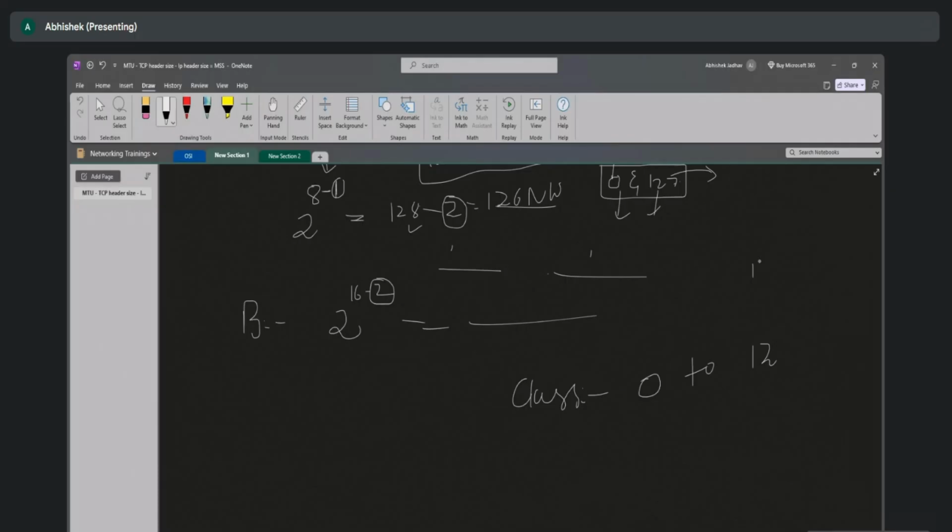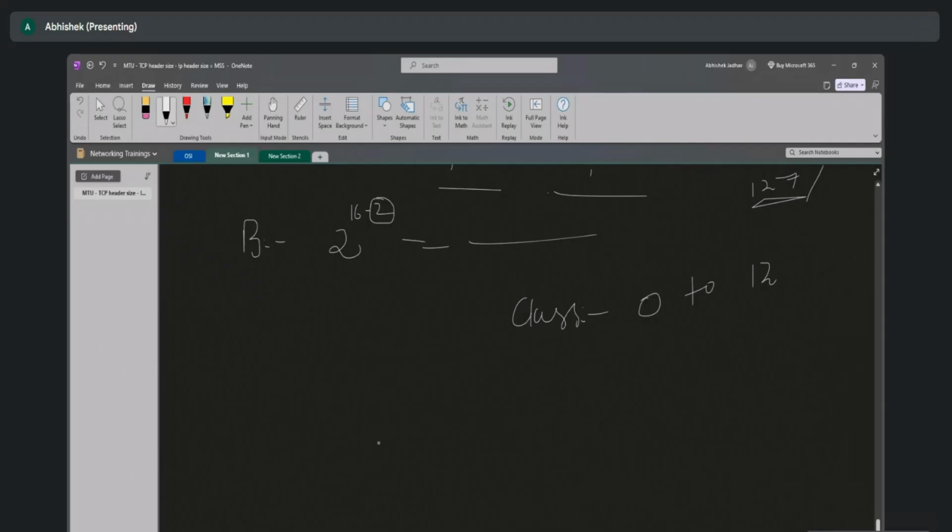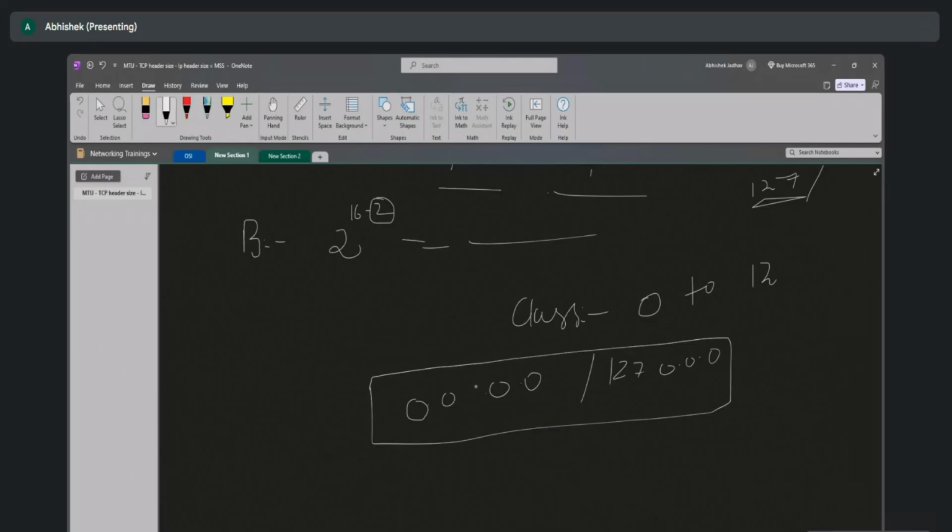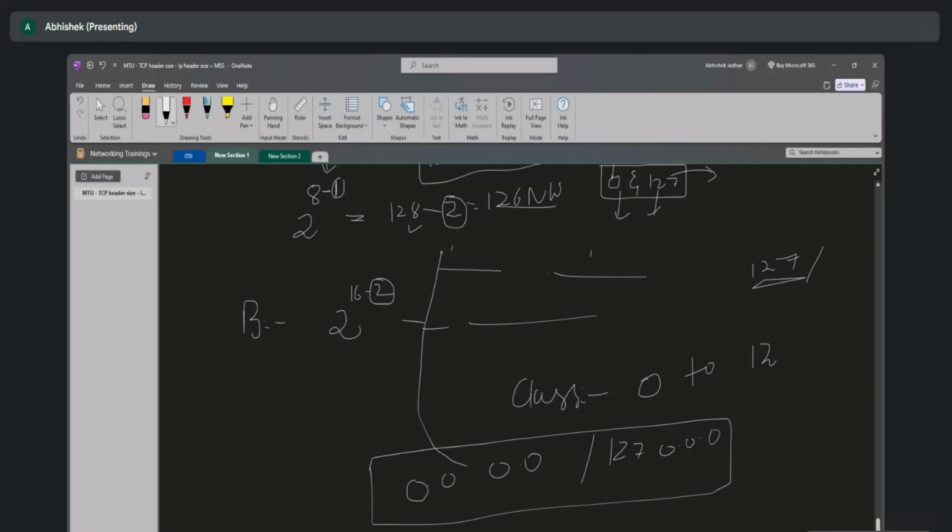Exactly. So that 127 you are not considering for the networking portion, right? You will not be using it for any sort of routing purposes. Got my point? So what I'm trying to tell you is from class A, we will never use 0.0.0.0 or 127.0.0.0. So these two IPs we never use at all. So there is no meaning in calculating those two IPs in your networking calculation also.